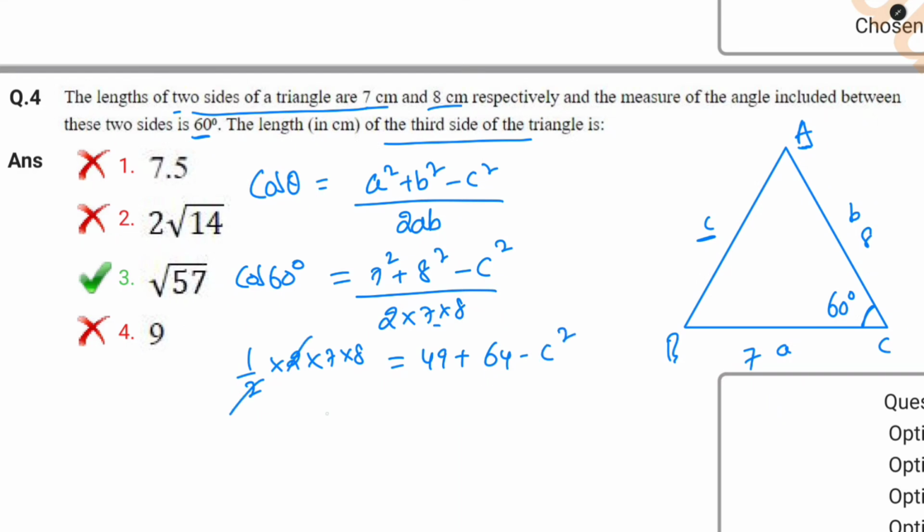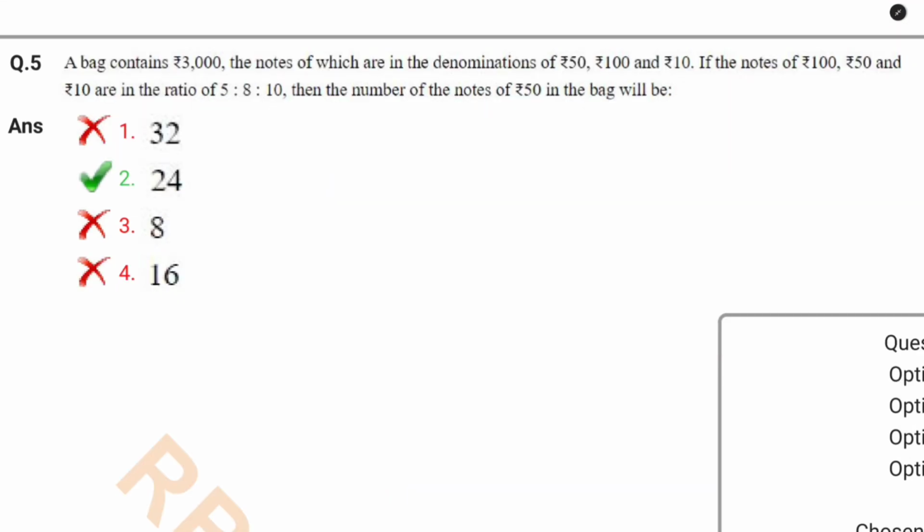2 cancels. So c square goes to the other side. 49 plus 64, it will be 113, minus 7 into 8, 56. So this will be 57. If c square value is 57, then c value will be square root of 57. Option 3. A bag contains 3000 rupees in notes of denominations 50, 100 and 10.